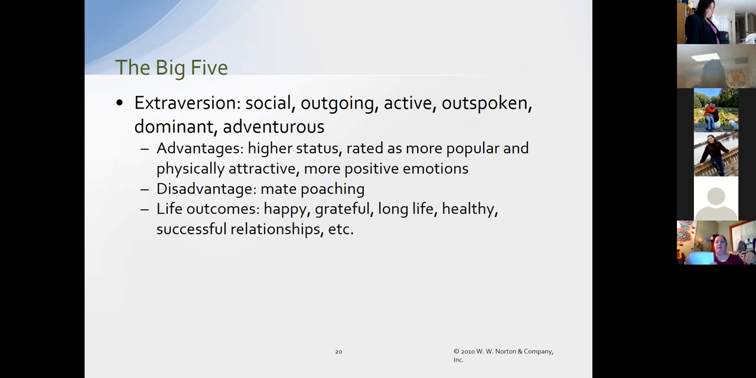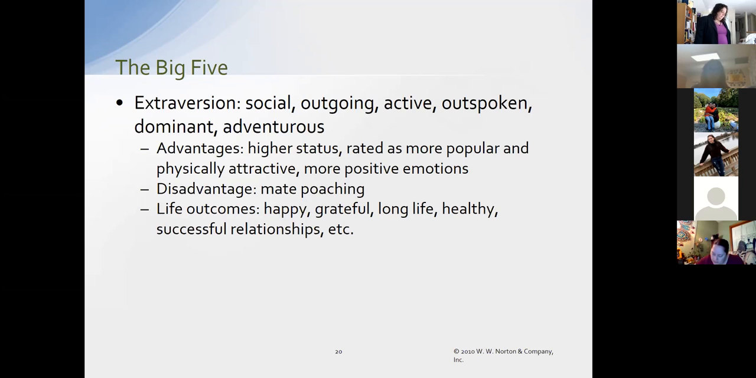Extroversion is being social, outgoing, active, outspoken, sometimes dominant, sometimes adventurous. Extroversion is the one that's easiest for people to wrap their heads around because we use the terms introvert and extrovert colloquially, and they have the same meaning as they do in psychology, right? So that's helpful. And so there are advantages to being extroverted. They tend to have higher status. They tend to be rated as more popular and physically attractive, even if you didn't know their personality and you looked at them objectively and they wouldn't necessarily be. And they tend to be higher in that positive emotionality.